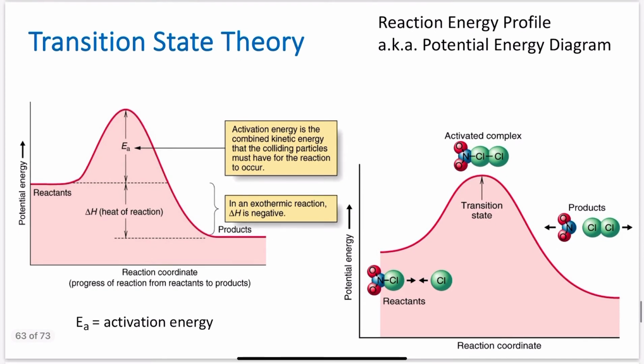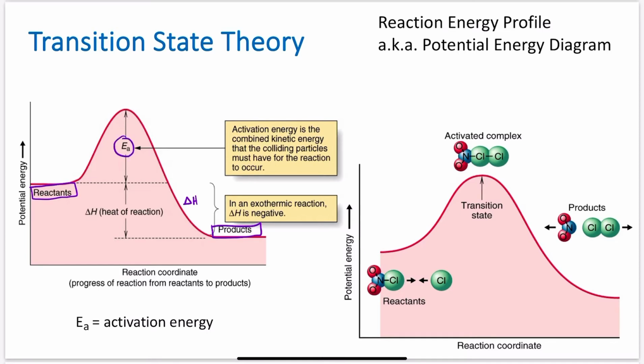So transition state theory. This is a reaction energy profile or a potential energy diagram, basically showing you at what point in the reaction coordinate you are and what is the potential energy of the reaction at that point. Both examples shown here are exothermic reactions. How do I know that? It's because the potential energy of the reactant is higher than the potential energy of the product. In an exothermic reaction, delta H here, the difference here is delta H, is a negative value. It is exothermic.